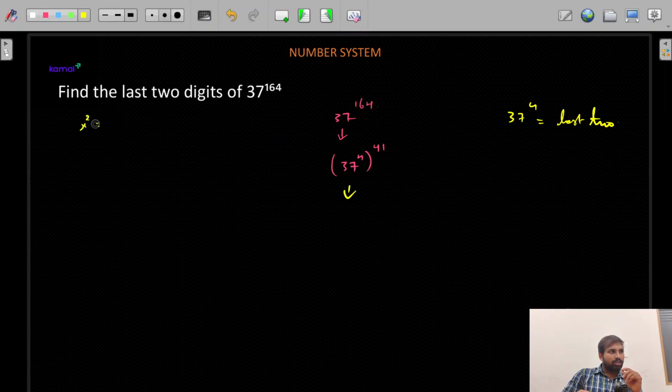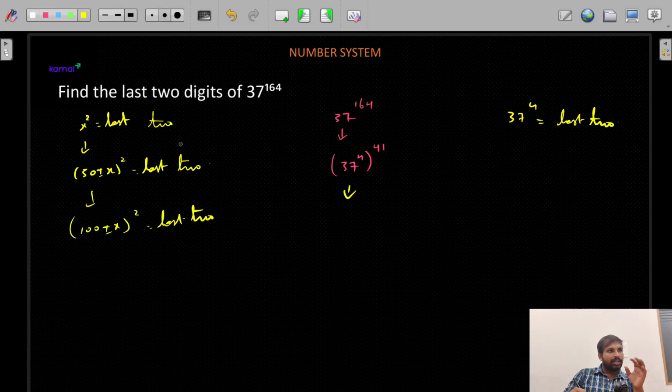If x square's last two digits are equal to 50 plus x, the same last two digits hold for 100 plus or minus x, whole square. For all these three numbers, I'm going to have the same last two digits. So using this, without doing any calculation, I can simplify this. I can just split it as 37 square whole power 41.